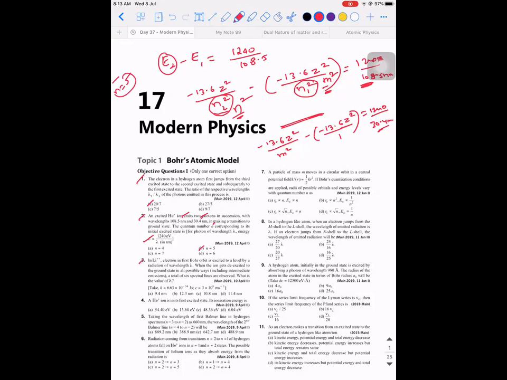Next, the calculation part you do it later. In lithium 2+, an electron in the first orbit is excited to a level by radiation of wavelength lambda. When the ion gets de-excited to the ground state in all possible ways, including intermediate emissions, a total of 6 spectral lines are observed. What is the value of lambda? So first is absorption spectrum.